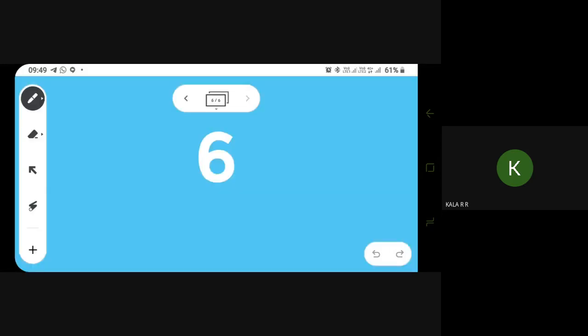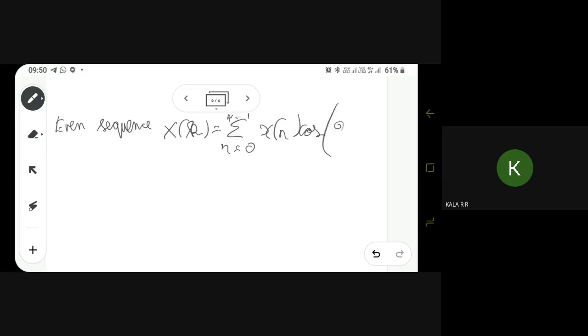So moving on, for your even sequence, it can be written as x of k equal to summation small n equal to 0 to capital N minus 1, x of n cos 2 pi n k by N. So we are only taking the real part. We are omitting the imaginary part for your even sequence.